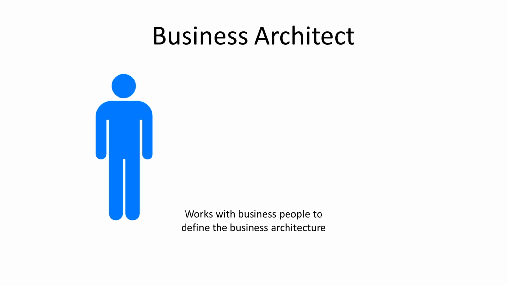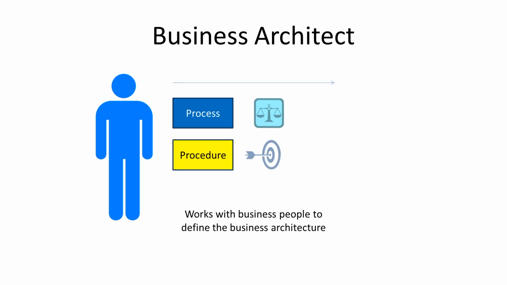A business architect works with business people to define the business architecture. That includes processes and procedures, the messages that travel between them, any legislative requirements. The business architect will also help to develop the strategic objectives and to understand any risks that need to be managed and the controls that need to be put in place to manage them.